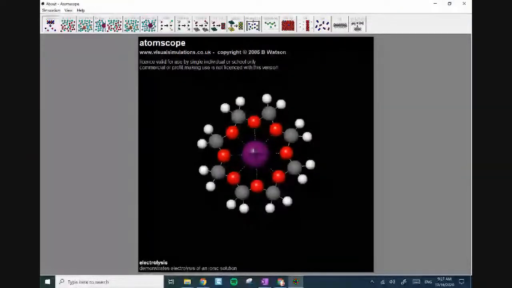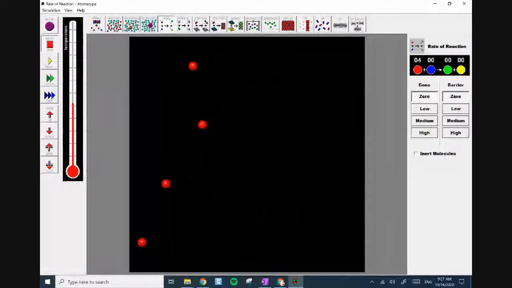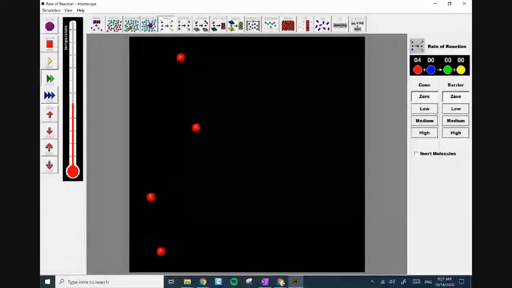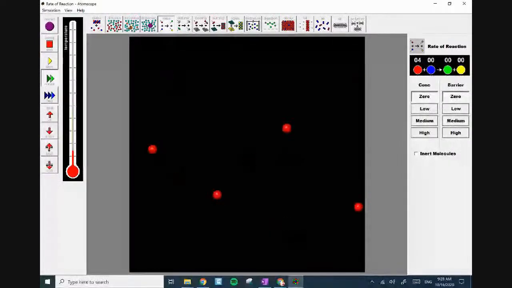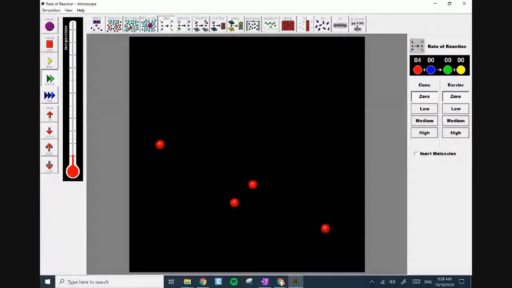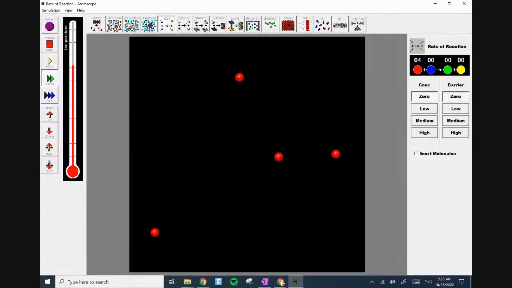So if I lower the temperature, the particles lose kinetic energy. They move around more slowly. If I increase the temperature, the particles gain kinetic energy and will move around more quickly, faster. Therefore, they will collide more often. More particles will have the activation energy. There will be more successful collisions. It works really well.